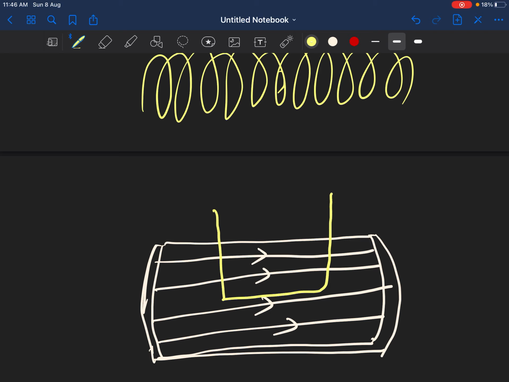Suppose a solenoid, A, B, C, D. Current is passing like this.